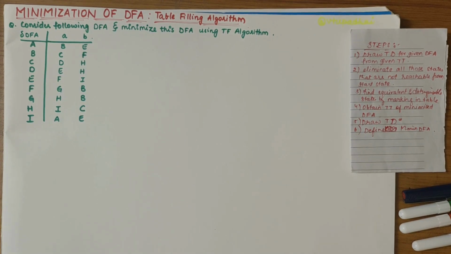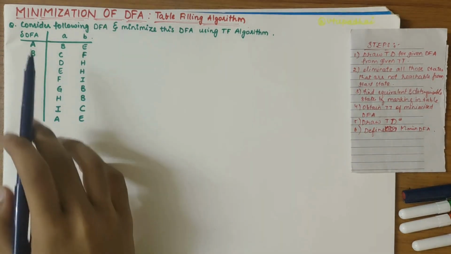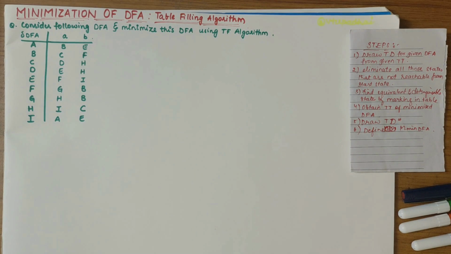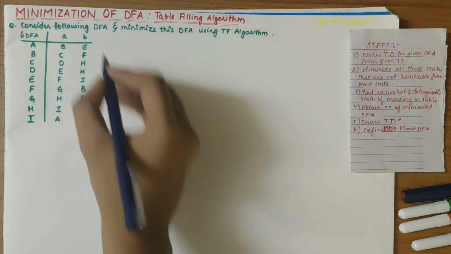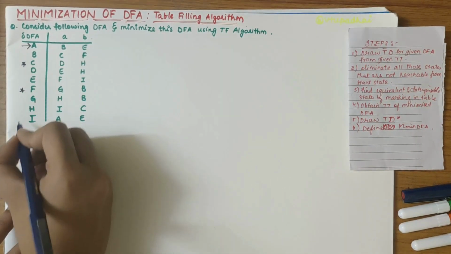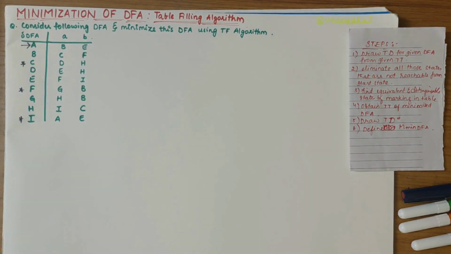In this video, we'll be looking into minimization of DFA by using table filling algorithm. So the problem statement says that consider the following DFA and minimize this DFA using the table filling algorithm. So here, this is the start state and C being one of the final states, F and I. So this is the problem statement given.